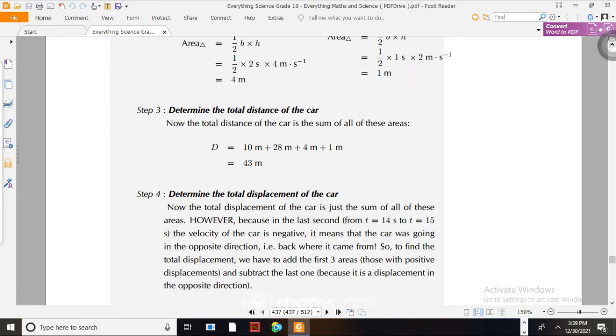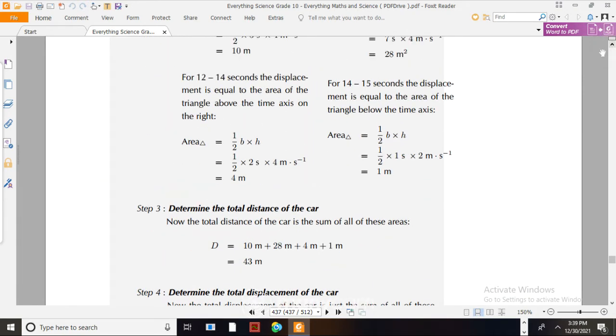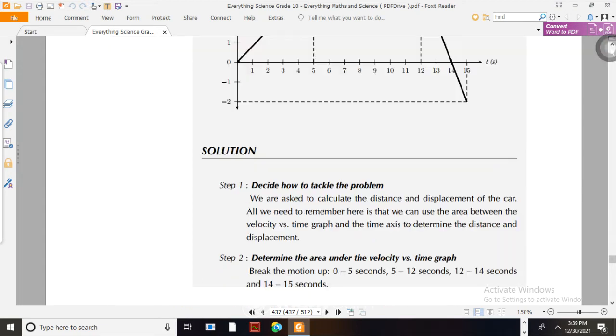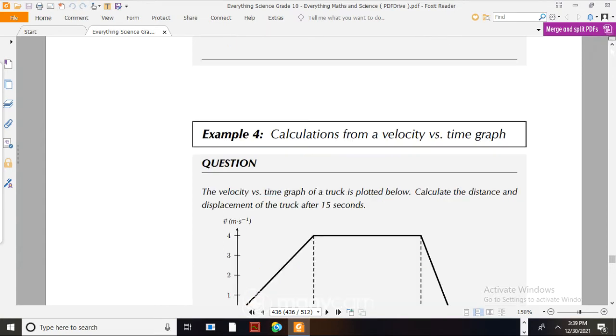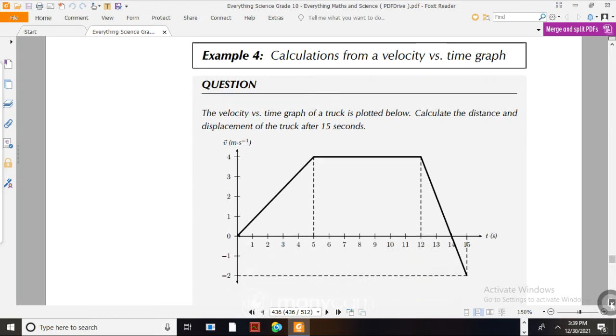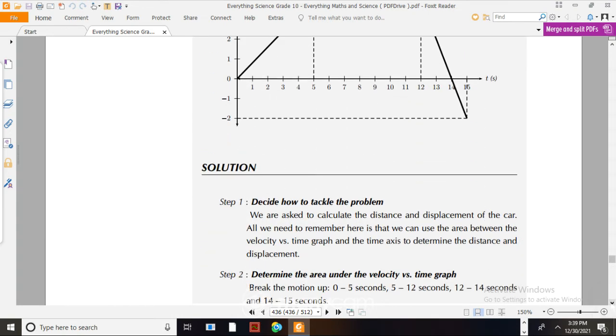Now let us see two things: the distance of the car and the displacement. You know, distance and displacement are different physical quantities in physics. Distance is a scalar quantity, displacement is a vector quantity. So when you calculate this graph, the result will be different, depending on the direction. Step 1, decide how to tackle the problem.